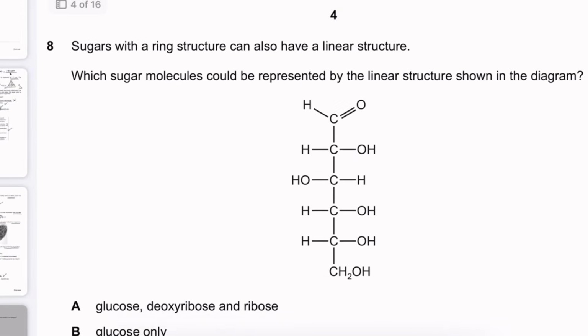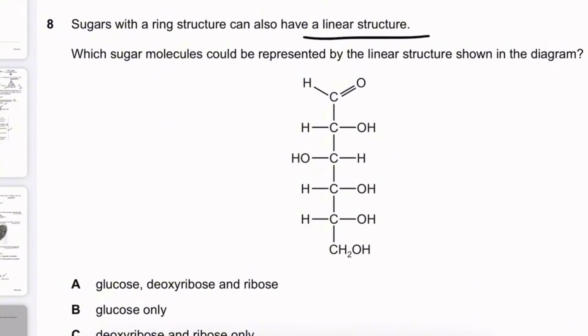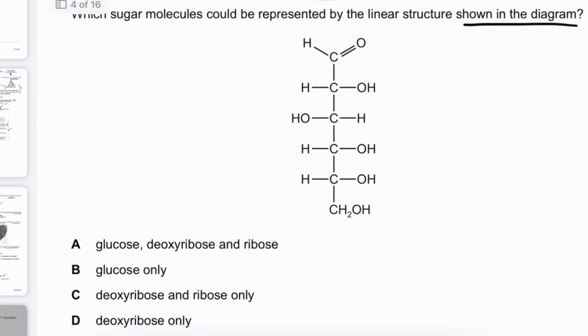C. Sugars with a ring structure can also have a linear structure. Which sugar molecules could be represented by the linear structure shown in the diagram? What do we have here? Well, here we have a 1, 2, 3, 4, 5, 6 carbon atom, which definitely could be glucose. And if you look at the structure here, it is very specifically D-glucose. So it's glucose, deoxyribose, ribose. Deoxyribose and ribose are 5 carbon-containing sugars, so they're pentoses, so they can't be this one over here. You can count the carbons and you can see there are 6. So it's really glucose only.